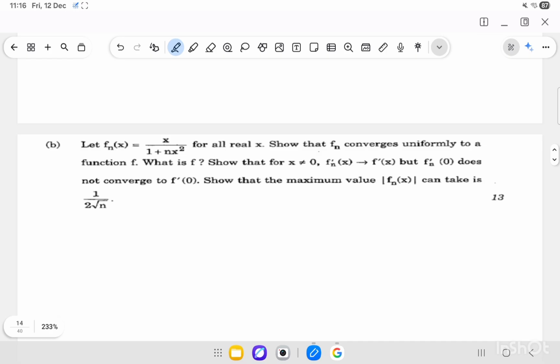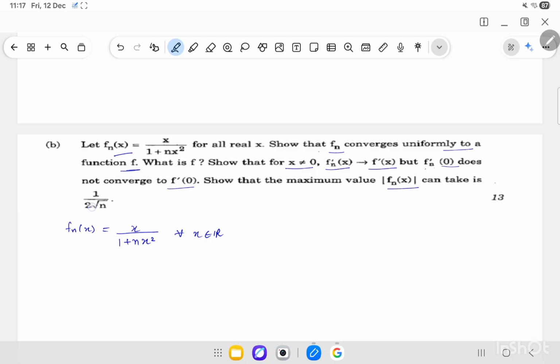So the next question is f_n(x) is given to us as x/(1+nx^2) for all x belonging to the real line, and we are supposed to show that f_n converges uniformly to a function f, and further we are supposed to tell what this function f is to which f_n is converging uniformly, and further we are supposed to show that for x not equal to 0, f_n'(x) converges to f'(x), but f_n'(0) does not converge to f'(0). Show that the maximum value f_n can take is this.